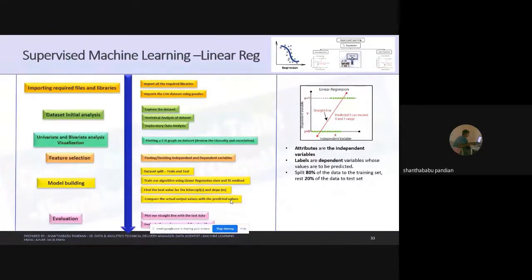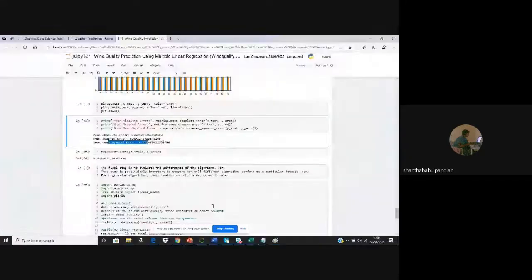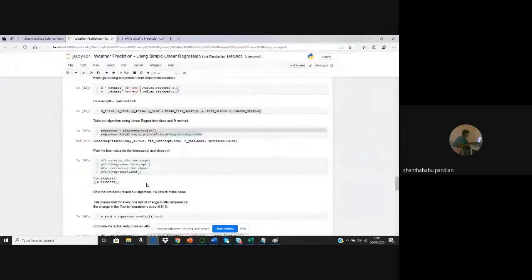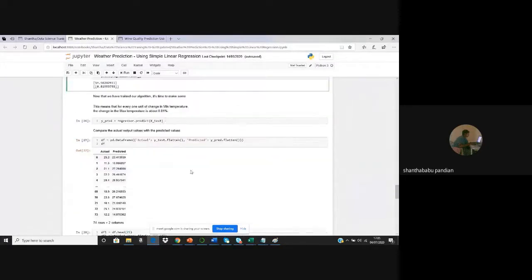Let me go to the weather report example. Yeah, this is the best example. You can find out the percentage of the maximum temperature, and you can predict the value. Regression dot predict of X test, then automatically you get the prediction. So putting in the values, you can get the predictions. This is the specific step.